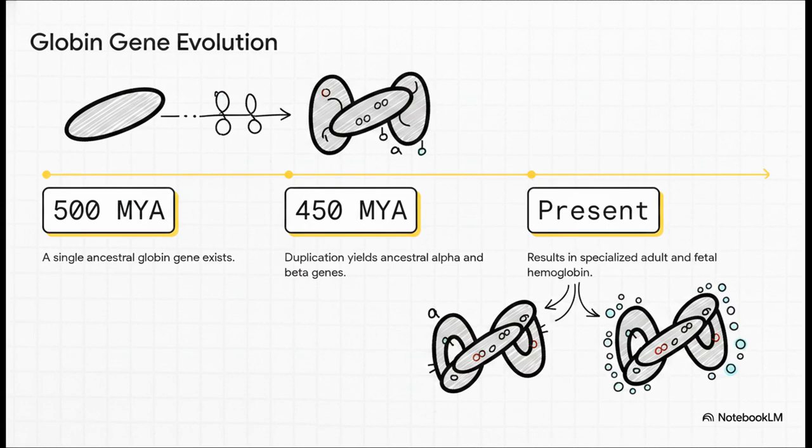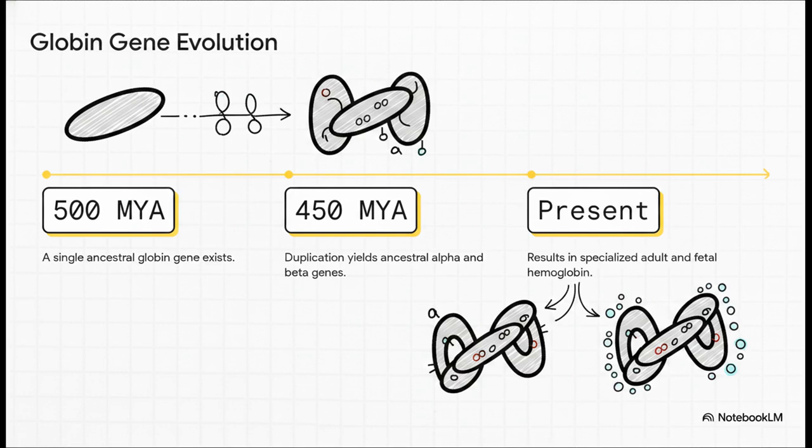We can trace this kind of thing back through time. 500 million years ago, there was just one single globin gene. But because of duplication errors, we ended up with two copies. One became alpha globin and the other became beta globin. Over millions of years, these duplicated again and accumulated mutations.